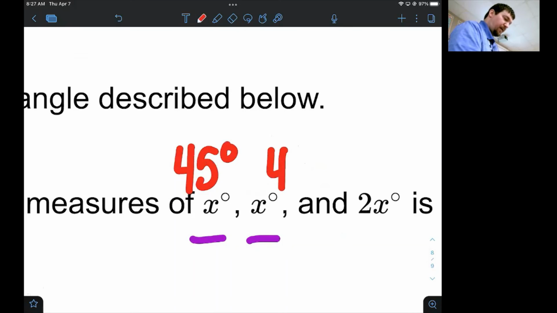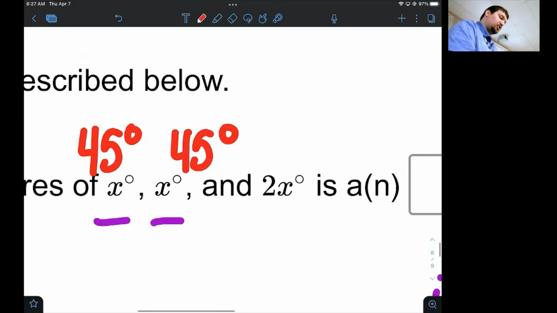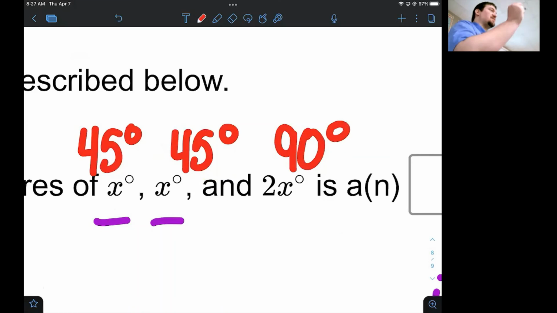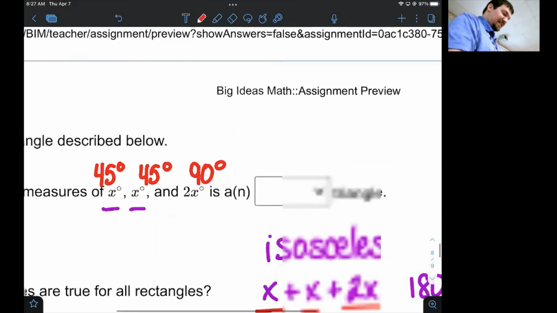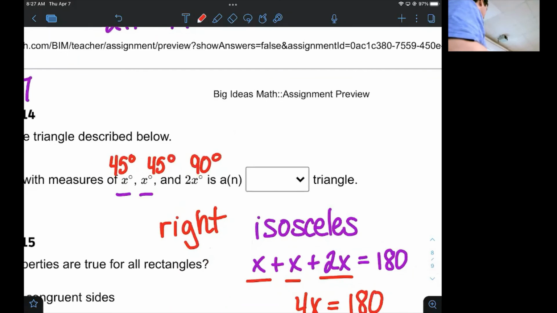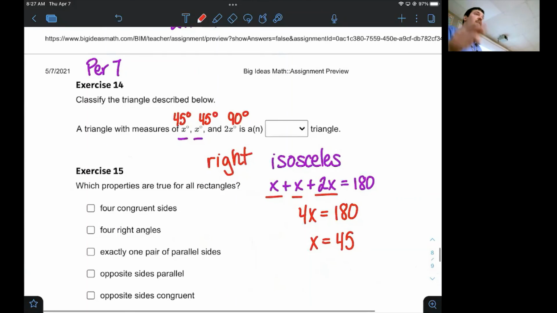You have another 45-degree angle. And then what's 2 times 45? 90. Okay, so we know it's isosceles. If it has a right angle, it must also be a right isosceles. So that's how we're going to classify this. This is a right isosceles triangle. You could tell it was isosceles before we did any math. And then doing the math, solving that equation for x, we can figure out this is a right isosceles with two 45-degree angles and a 90-degree angle.